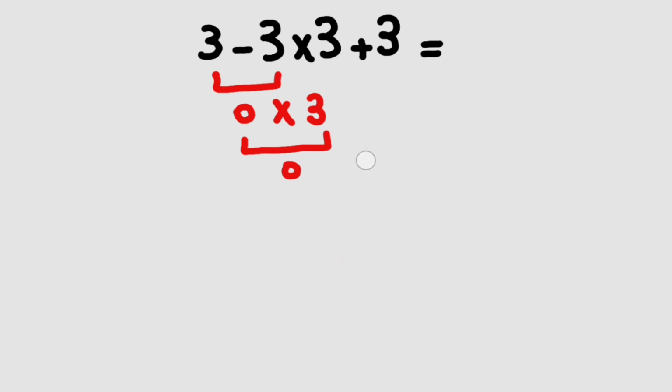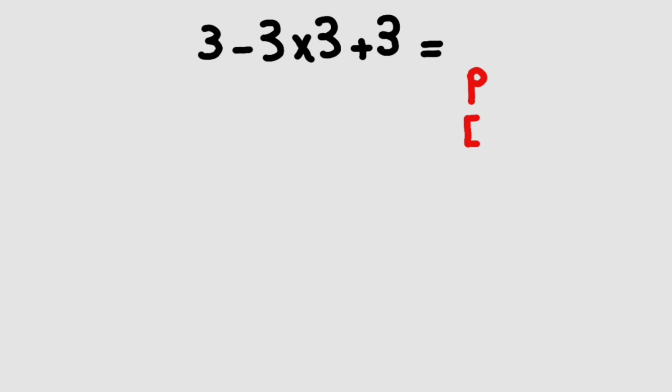According to the rules of mathematics, PEMDAS, we have to solve this math expression in this way. First, parenthesis, then exponent, then multiplication or division, then addition or subtraction. So according to this rule, we have one multiplication here that we have to solve first. As we know, multiplication has higher priority than this addition and then this subtraction. So we have to solve this multiplication first.